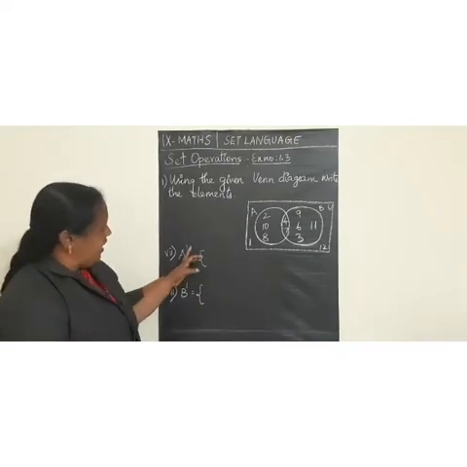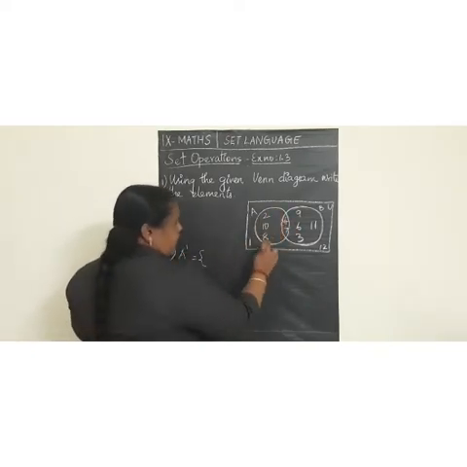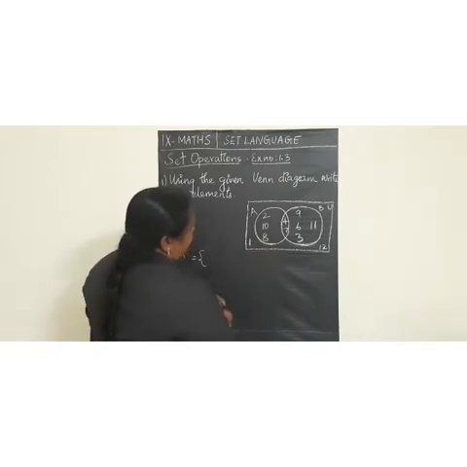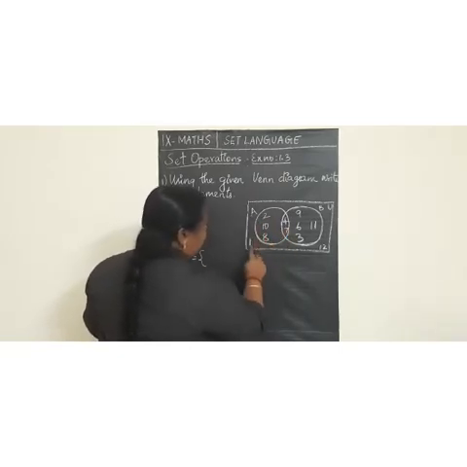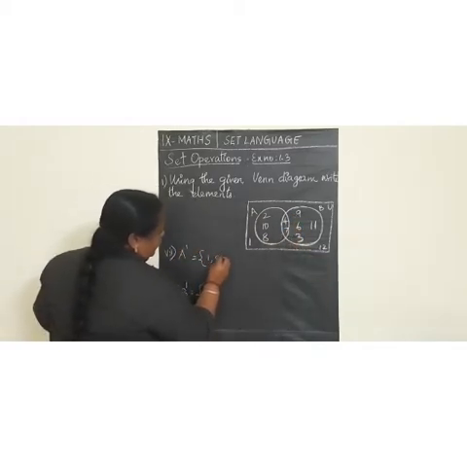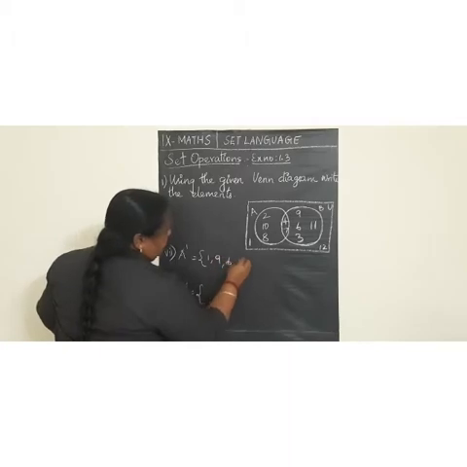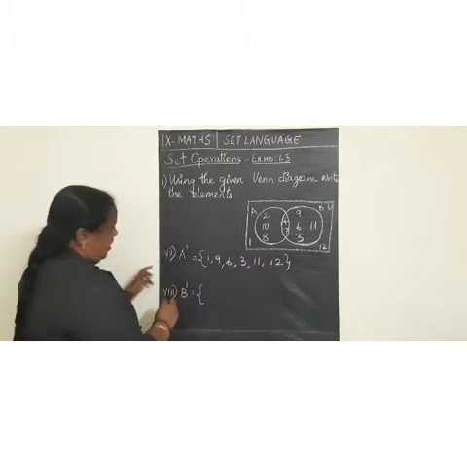Next we have to find A dash. A dash means what are all the elements not in A, we have to write that. So 2, 10, 8, 4, 7 are the elements in set A. So we have to write the remaining elements as A dash: 1, 9, 6, 3, 11, 12. These are all A dash.